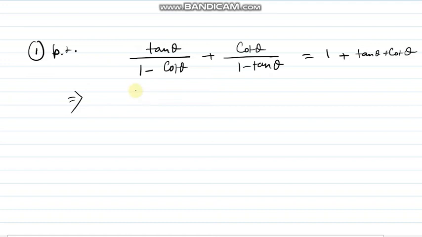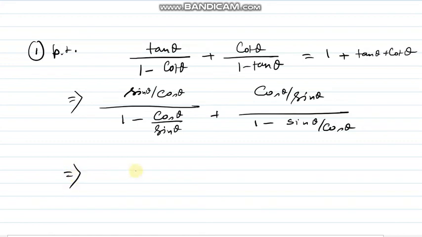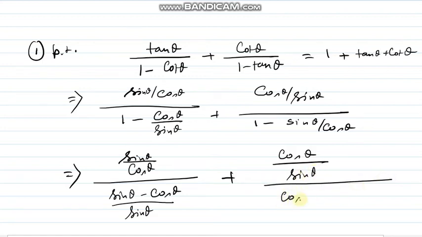So for the sum, if I transfer everything to sin theta and cos theta, it becomes sin theta divided by cos theta, divided by 1 minus cos theta by sin theta, plus cos theta divided by sin theta, divided by 1 minus sin theta divided by cos theta. So if I take the LCM, my numerator will be sin theta by cos theta divided by sin theta as LCM, so it will be sin theta minus cos theta. Cos theta divided by sin theta divided by LCM cos theta, so cos theta minus sin theta divided by cos theta.